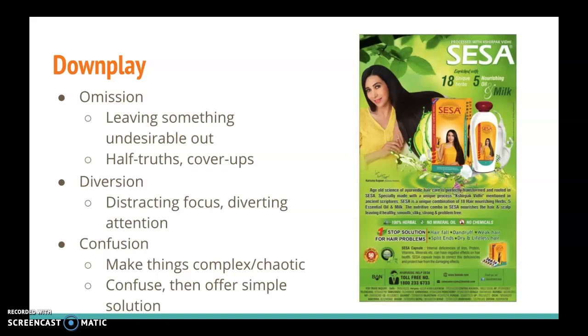So these are the 3 tactics that people can use if they are trying to downplay information in their message that goes perhaps against their message. So they could choose to omit that information, they can choose to divert away from that information, or they can try to just confuse you and try to offer you a simple solution.